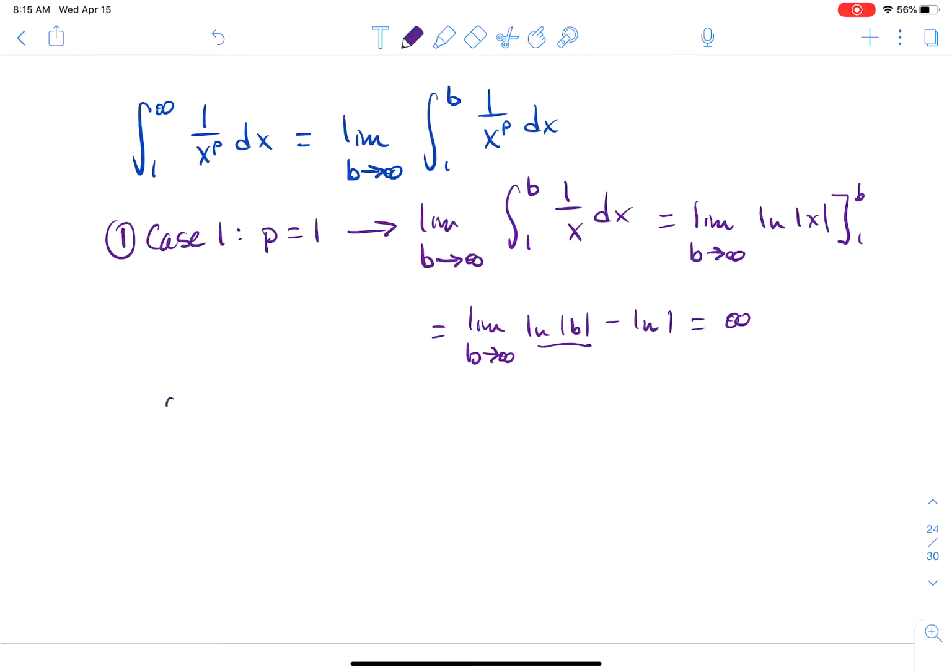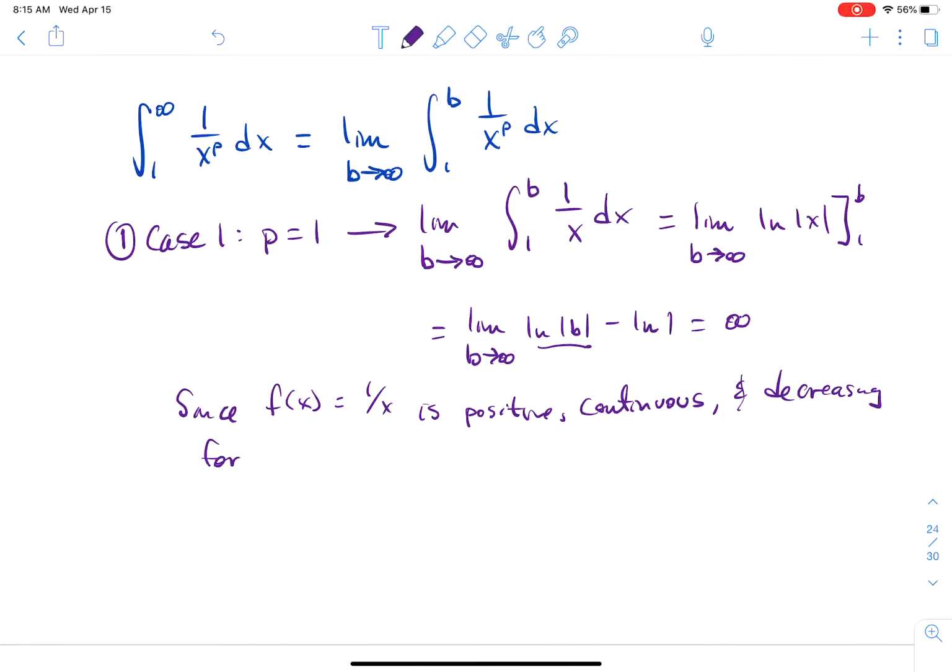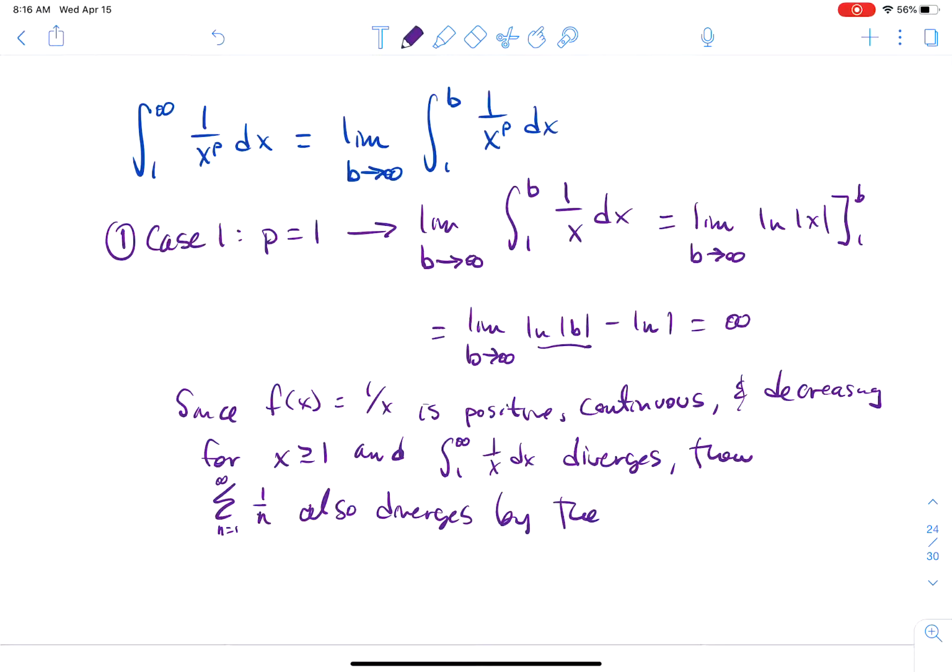So, since f of x equals 1 over x is positive, continuous, and decreasing for x is greater than or equal to 1, and the definite integral from 1 to infinity of 1 over x dx diverges, then this sum, this is the p series, this is the first case, the sum from n equals 1 to infinity of 1 over n also diverges by the integral test.